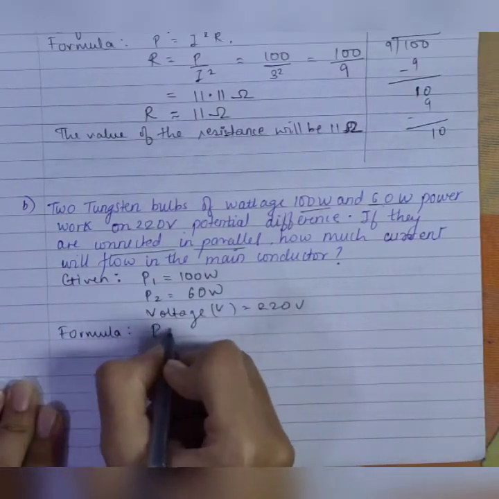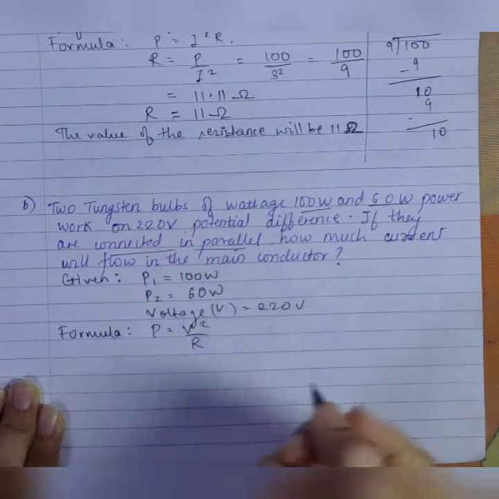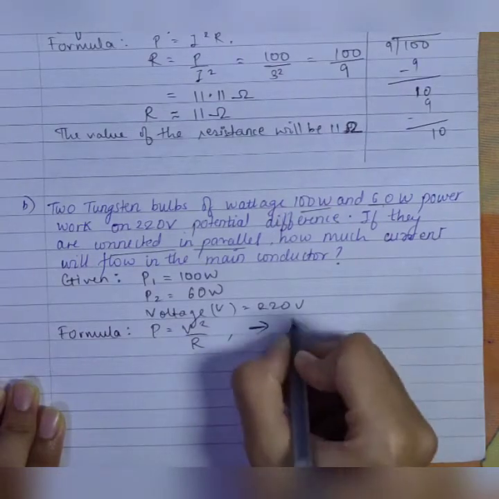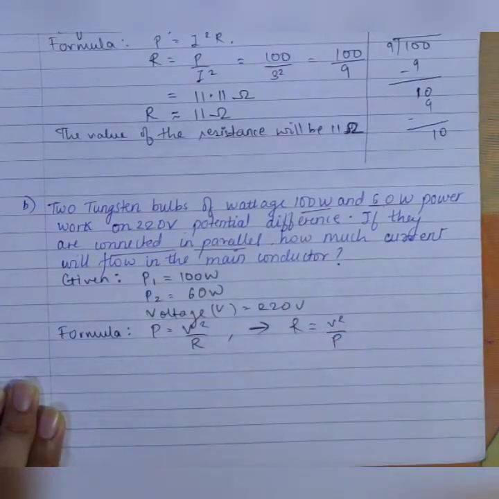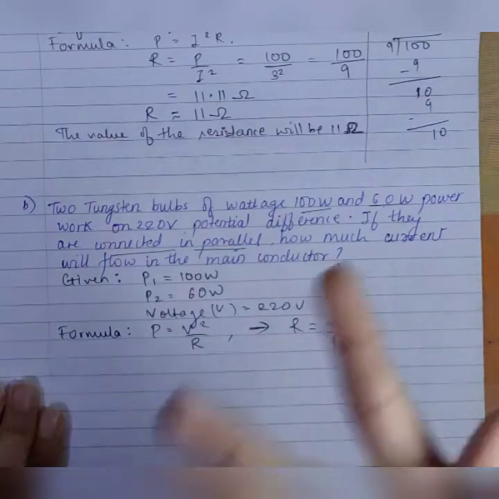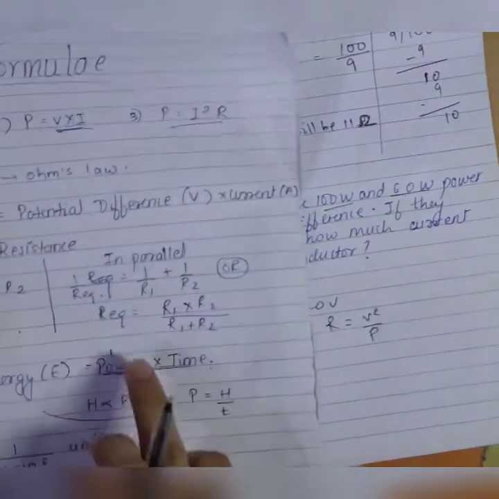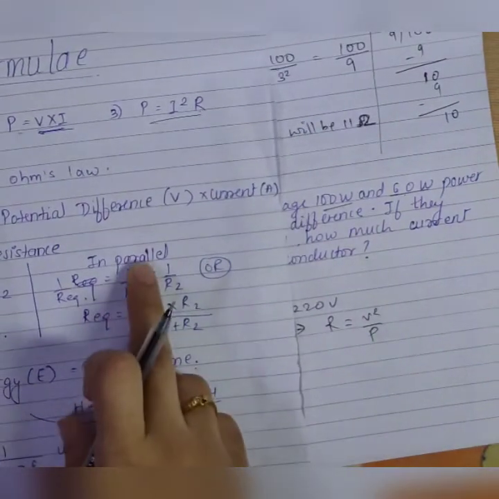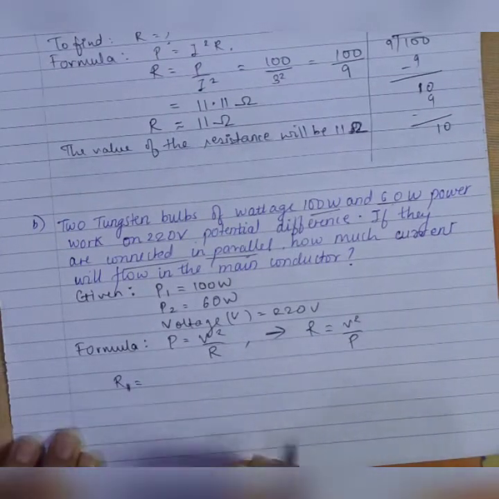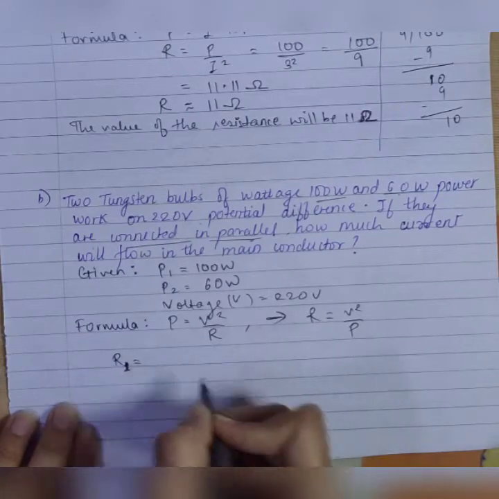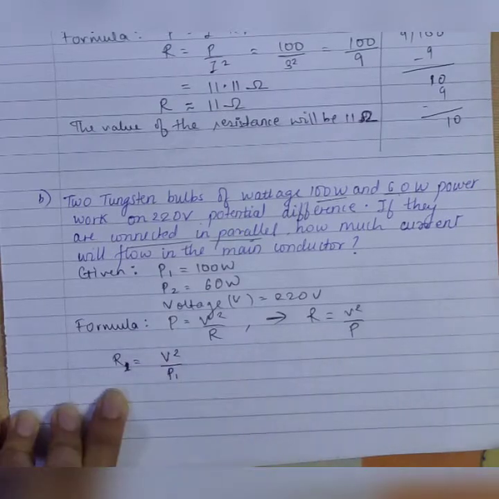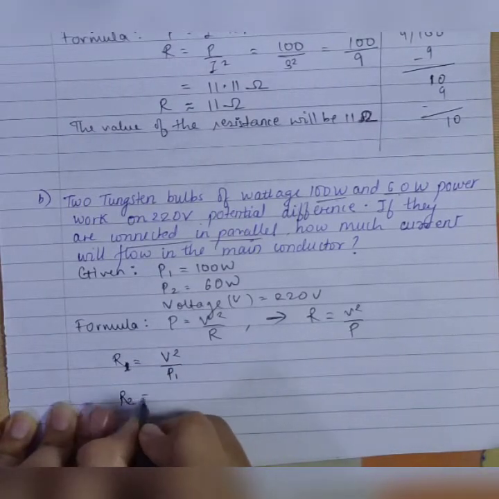The formula is P is equal to V square by R. First I have to find R. So how will I modify this formula? This will be R is equal to V square by P. Now I have to find R1 and R2 so that I can find my R equivalent in parallel. Now let's write down: R1 will be V square by P1, and my R2 will be V square by P2.